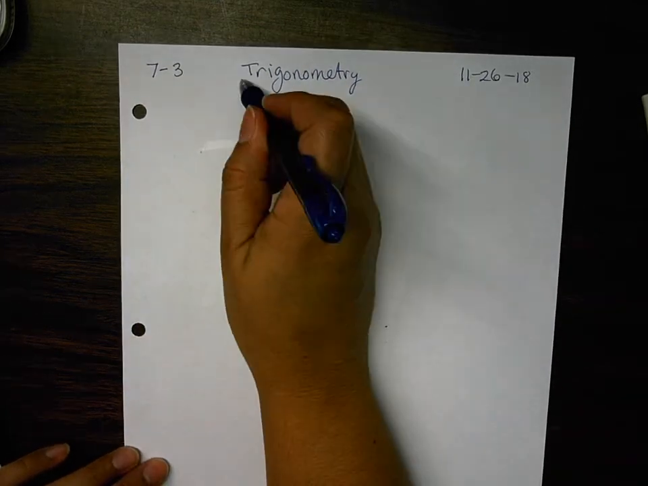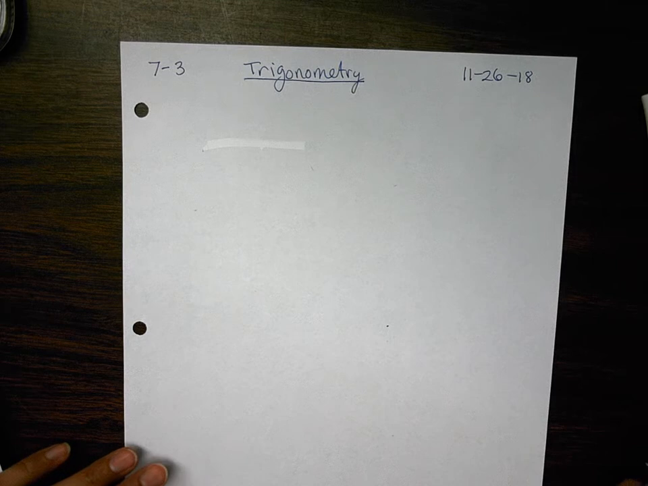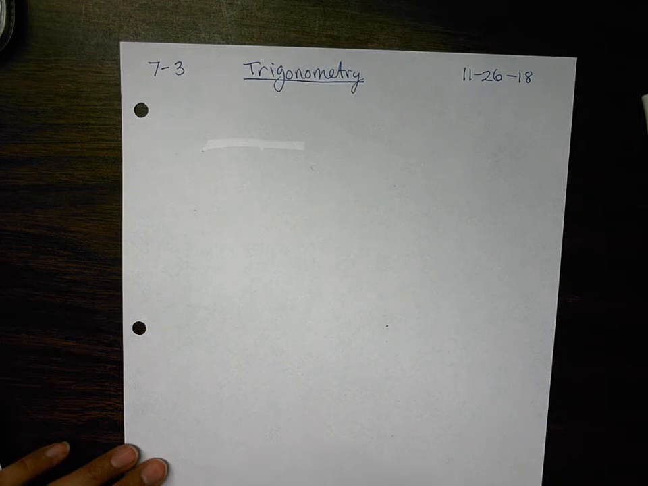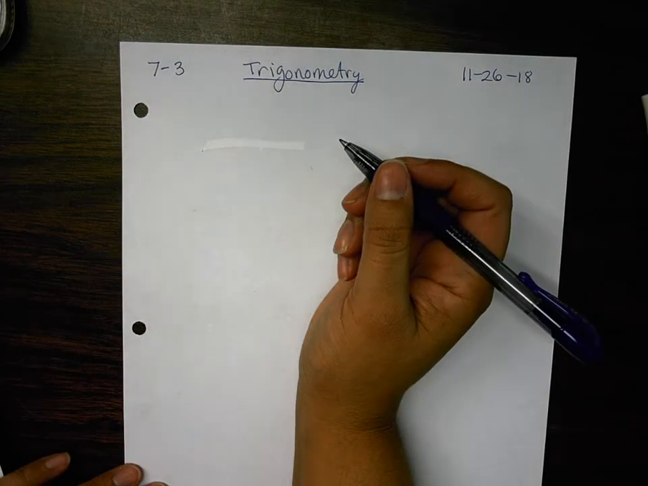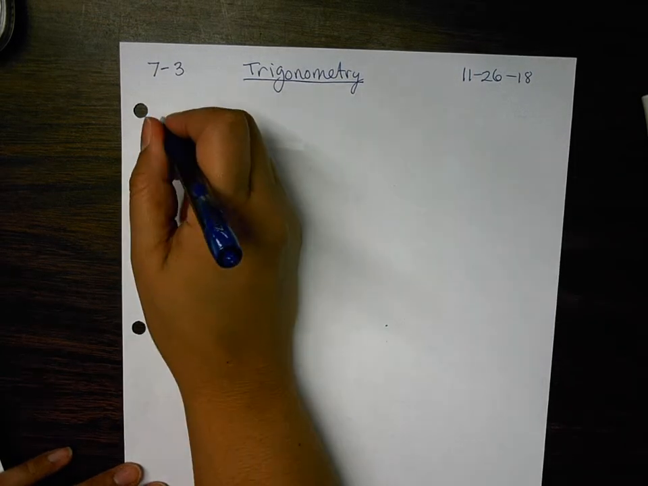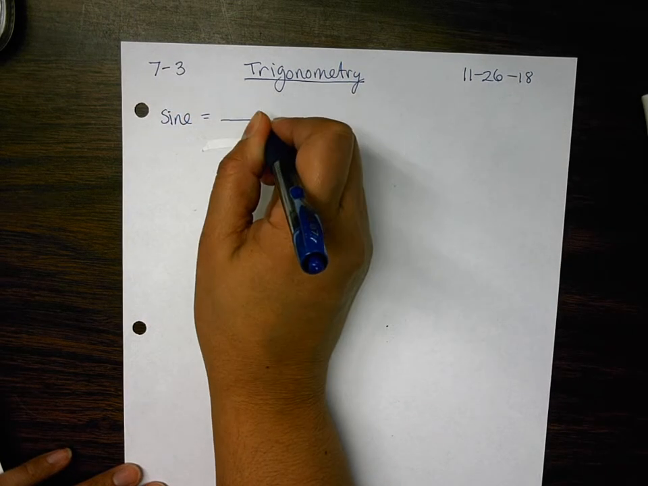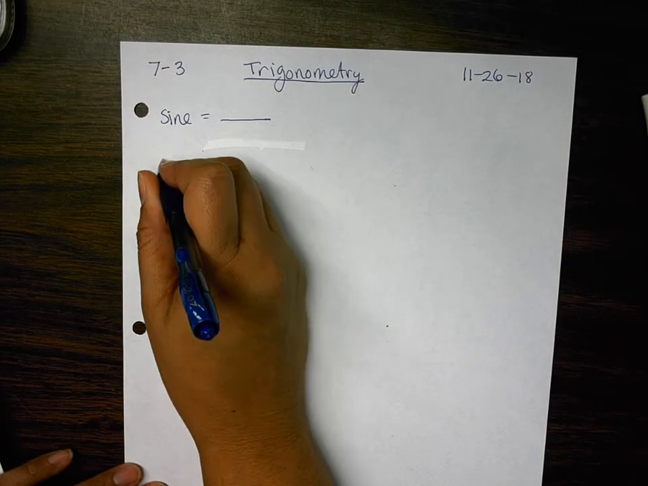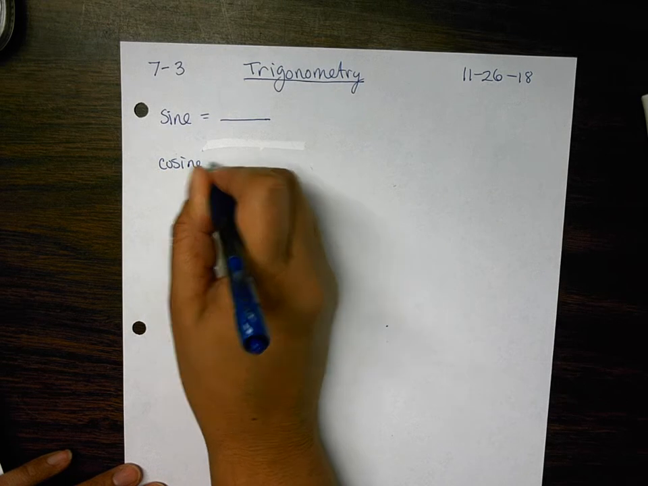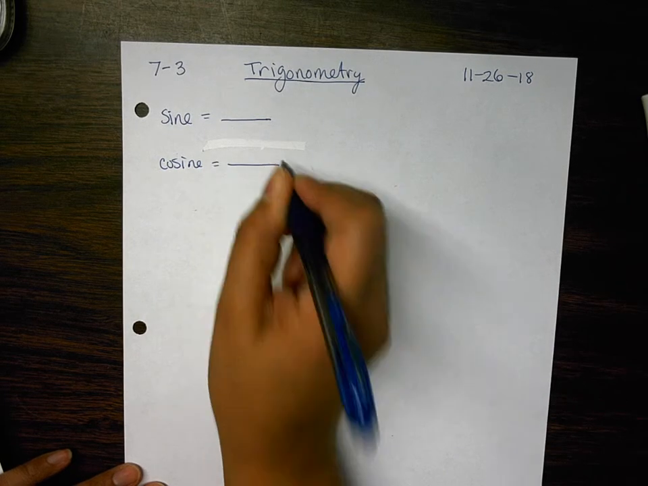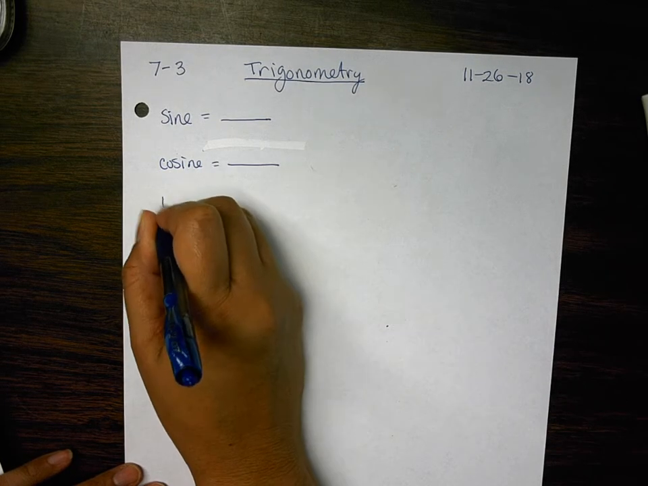Okay, trigonometry, and as I've stated before, it is something you will not only use in this class, but something in Math 3. You'll also use it in advanced math and in calculus. Okay, we're going to talk about sine, cosine, and tangent. I'm going to write that down. Sine equals a fraction. I'll fill it in later. Cosine equals a fraction. I'll fill it in later. And tangent.